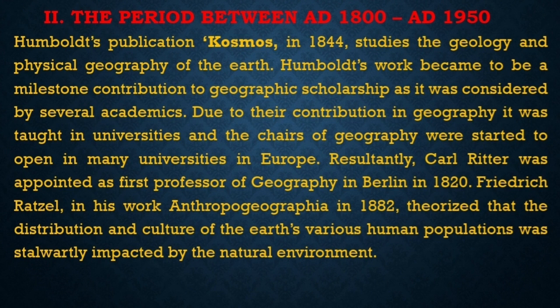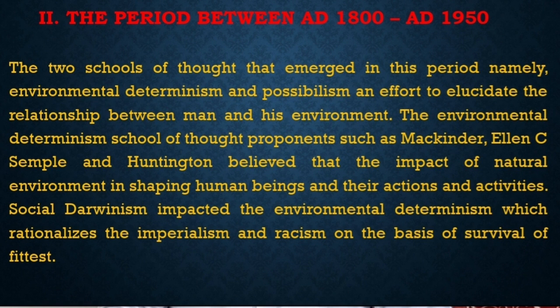As a result, Carl Ritter was appointed as the first professor of geography in Berlin in 1820. Friedrich Ratzel, in his work Anthropogeographie in 1882, realized that the distribution and culture of the Earth's various human populations was strongly impacted by the natural environment. The two schools of thought that emerged in this period, namely environmental determinism and possibilism, made an effort to elucidate the relationship between man and his environment.